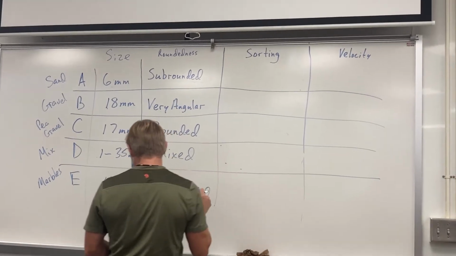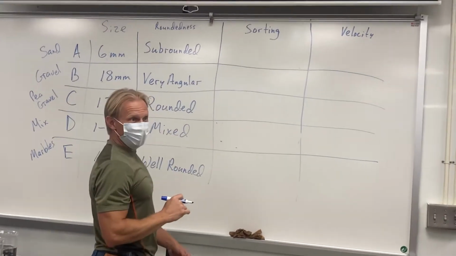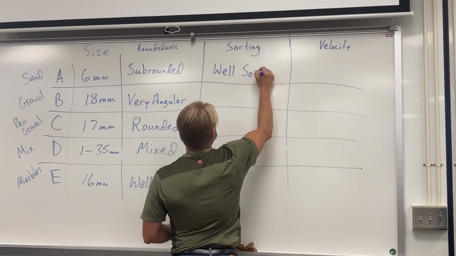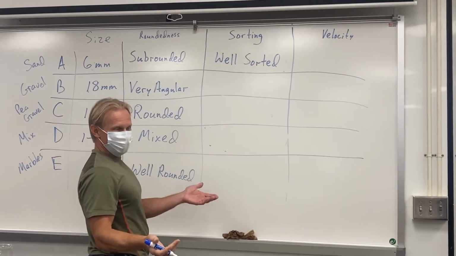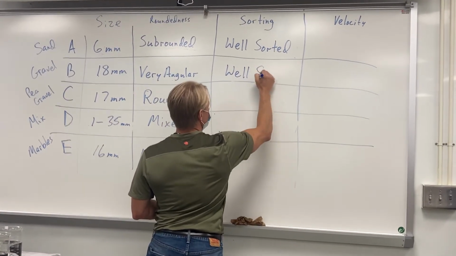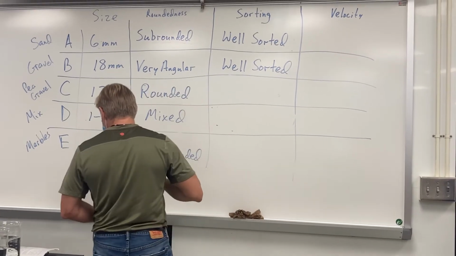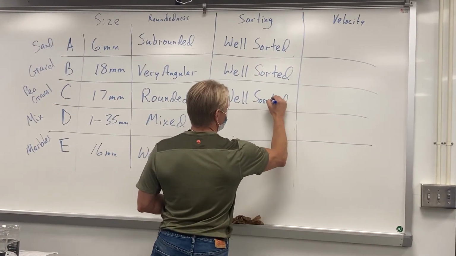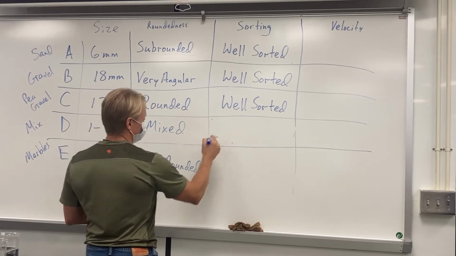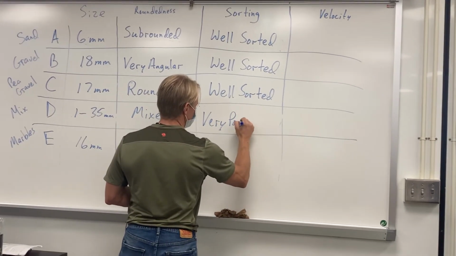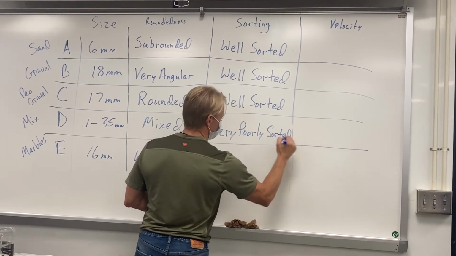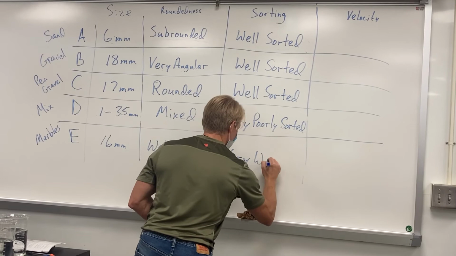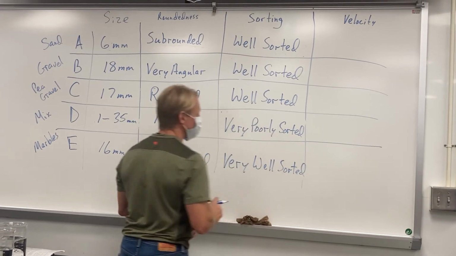Okay. Sorting. How well sorted is it? Well, the sand was all the same size, wasn't it? In fact, I sifted it on purpose to make it all the same size. So it's well sorted. The gravel was sifted. It's very well sorted. It's just angular. It's all pretty close to the same. The pea gravel was also sifted. Those are all roughly the same size pieces. Now the mixed one is very poorly sorted. That's the definition of poorly sorted, right? And then down here is about as good as you can get. It's very, very well sorted.